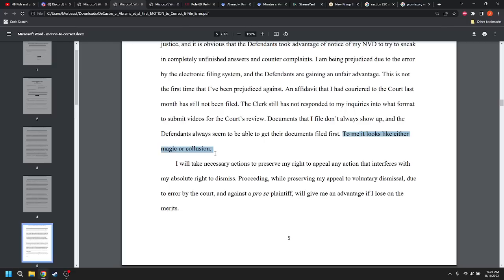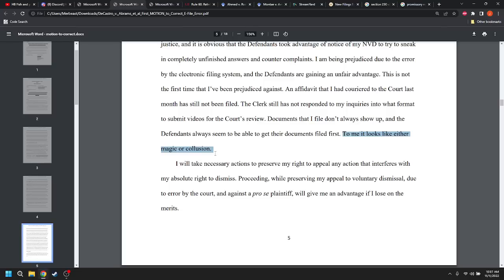I would like to apologize for taking the Lord's name in vain for those of you Christians out there, or whatever. But, oh, have mercy. Magic or collusion? I have a palpable headache from reading this. Magic or collusion? The court and or the clerks are colluding with the defendants.